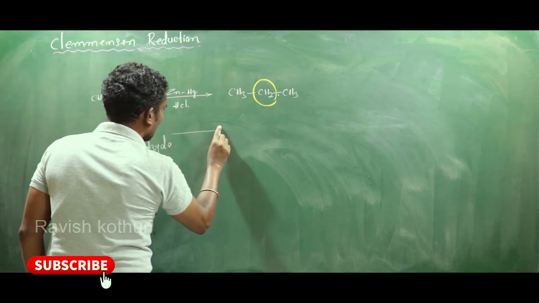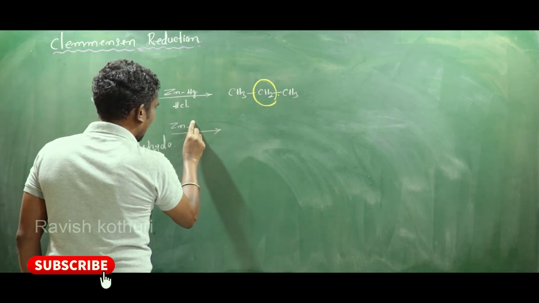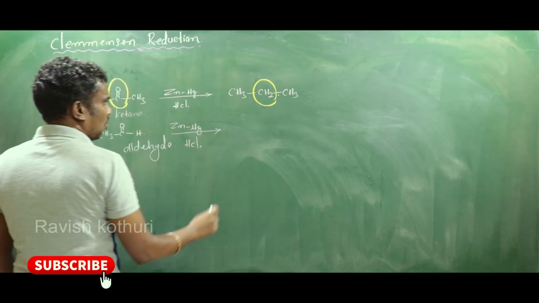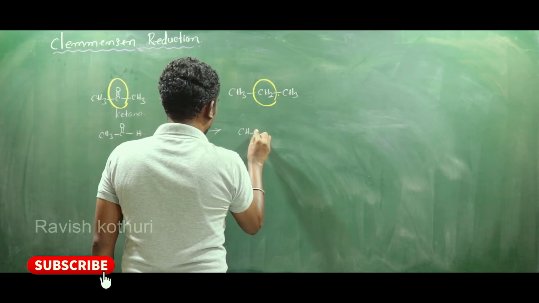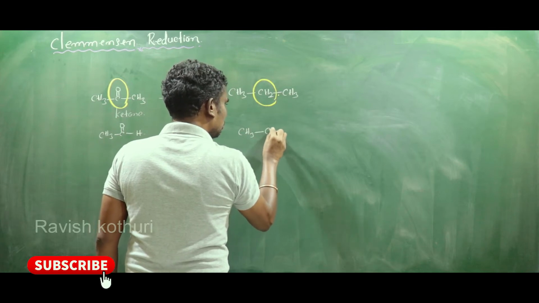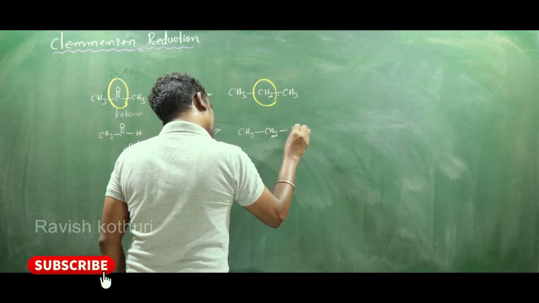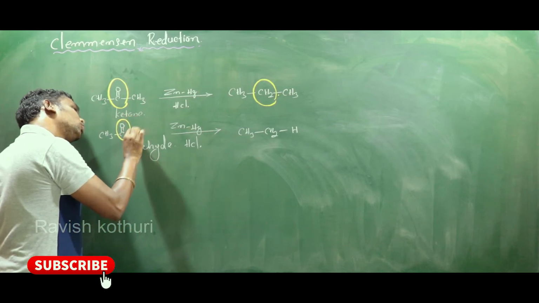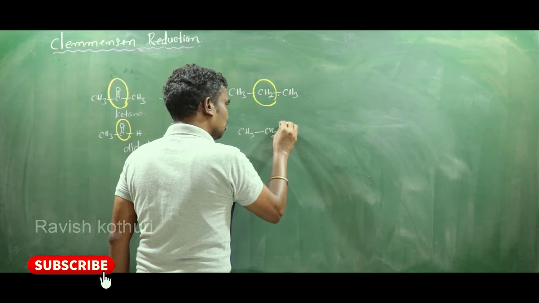And moreover, what about this aldehyde? Same: zinc amalgam, HCl. After that, what happened, my dears? CH2, CH. So this group converts to what, my dears? The methylene group.